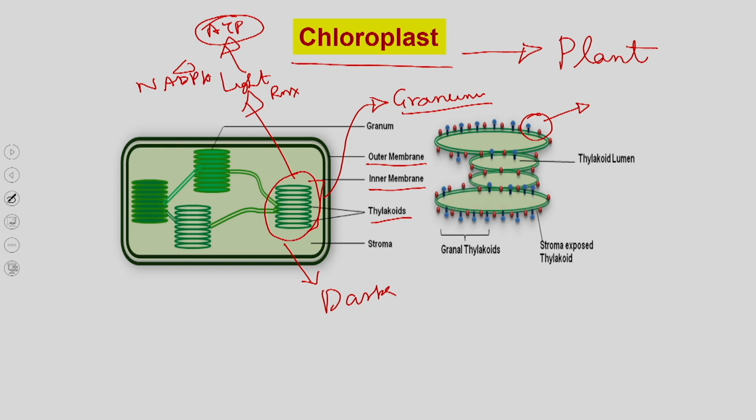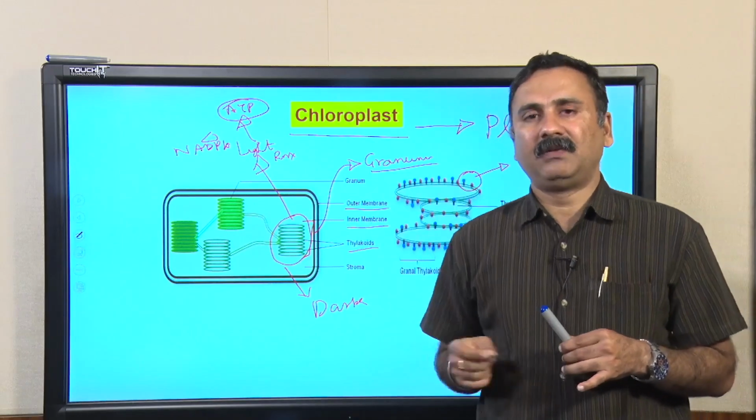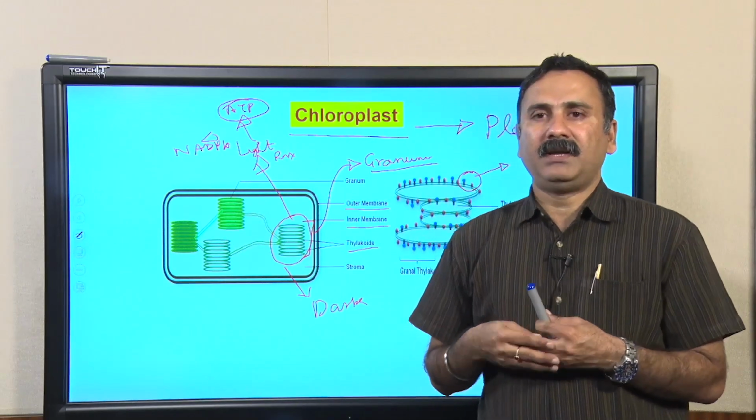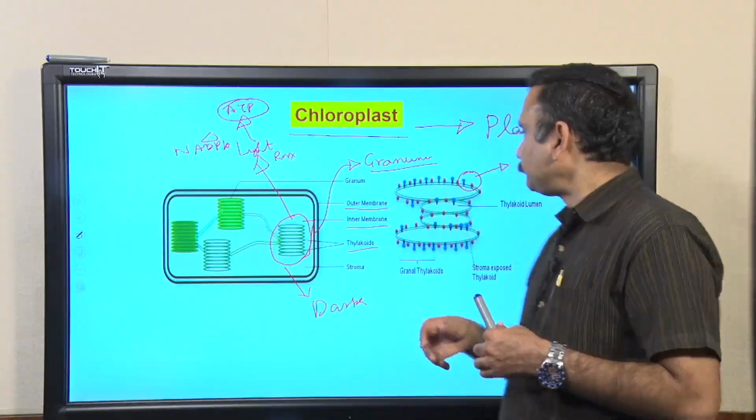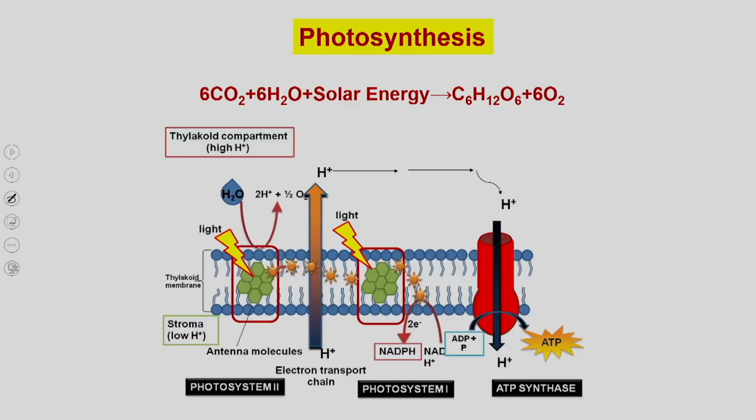And both this NADPH as well as the ATP is being used in the dark reaction to synthesize the sugar with the help of taking the sunlight as well as the carbon dioxide from the environment. So, in the typical photosynthesis, you have carbon dioxide, water, then the sunlight, and what you produce is the sugar molecule or the glucose molecule.